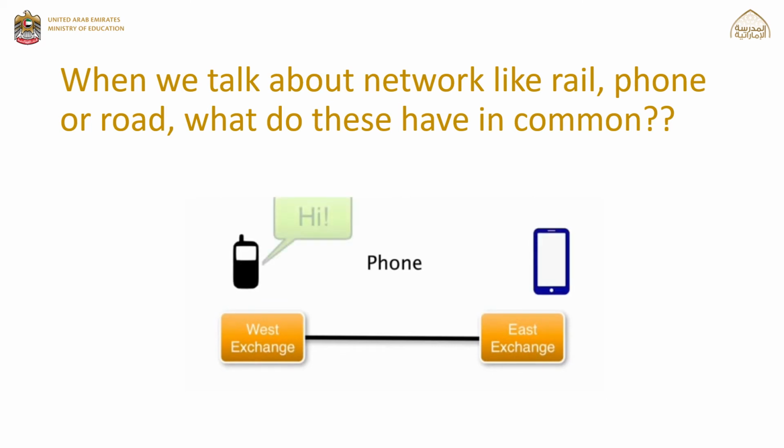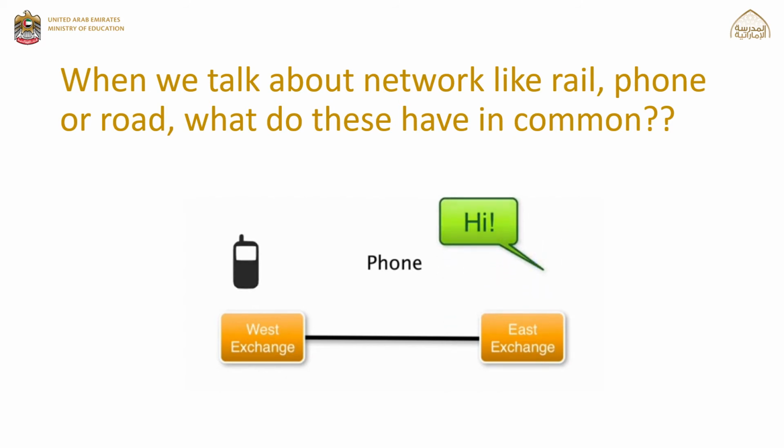Same goes with the phone. We want to send a message from one phone to another phone. These phones are connected using signals. So we are transporting the messages over the phones using the signals. So our elements are phone, signals. So this is how we will start talking about computer networks.